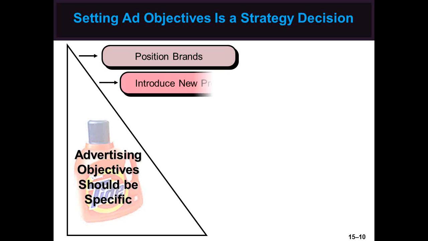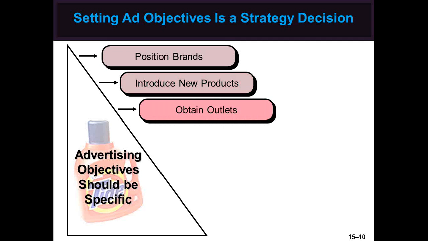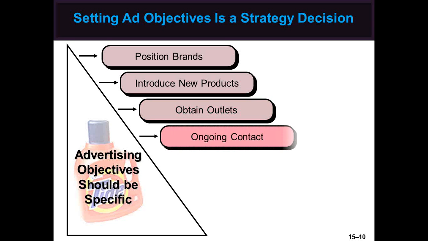Introduce new products. Advertising can make target markets aware of new products and their benefits. Marketing managers can specify the percentage of the market that should be aware of the product after a certain period of time. Obtain outlets. Advertising tells customers where they can buy the product and may help encourage merchants to carry it. Provide ongoing contact. Advertising can be a virtual salesperson, reminding customers about the product and keeping in touch with them.